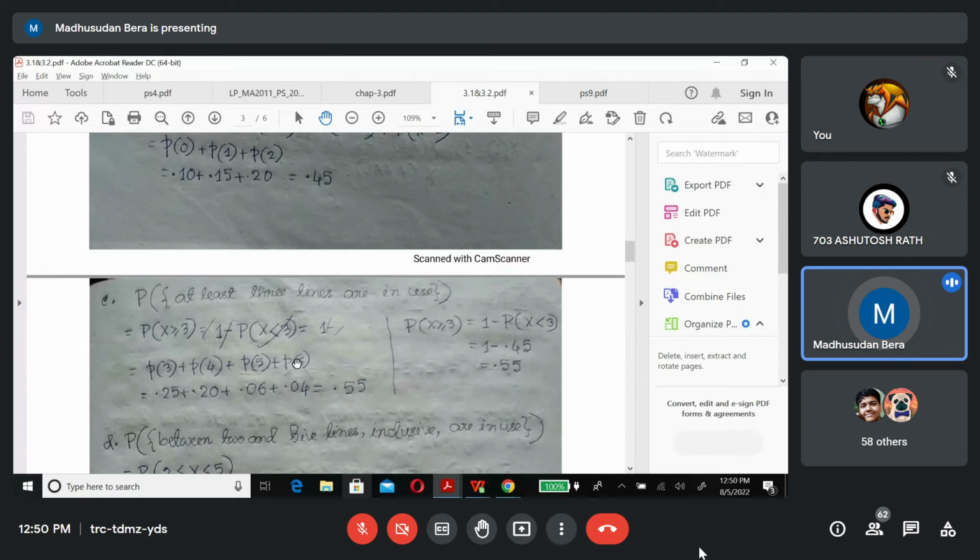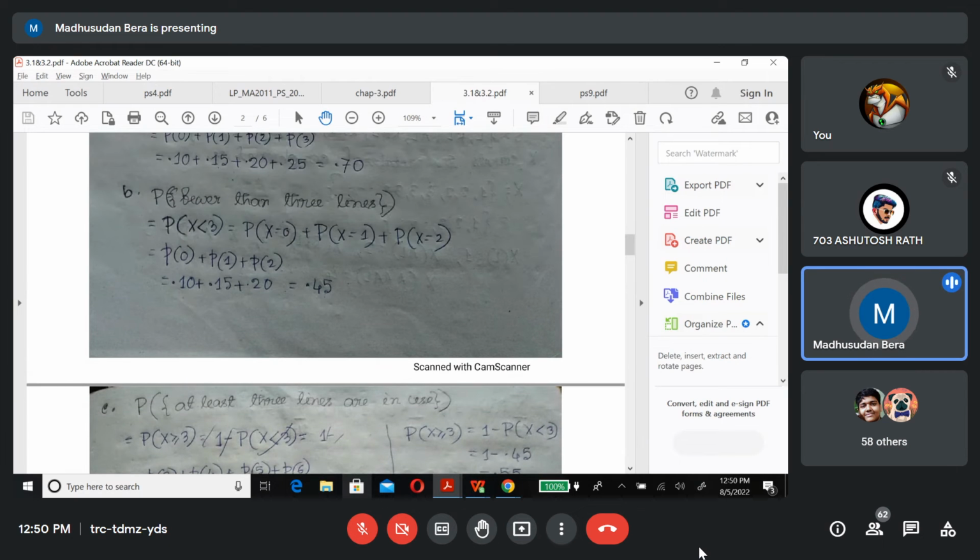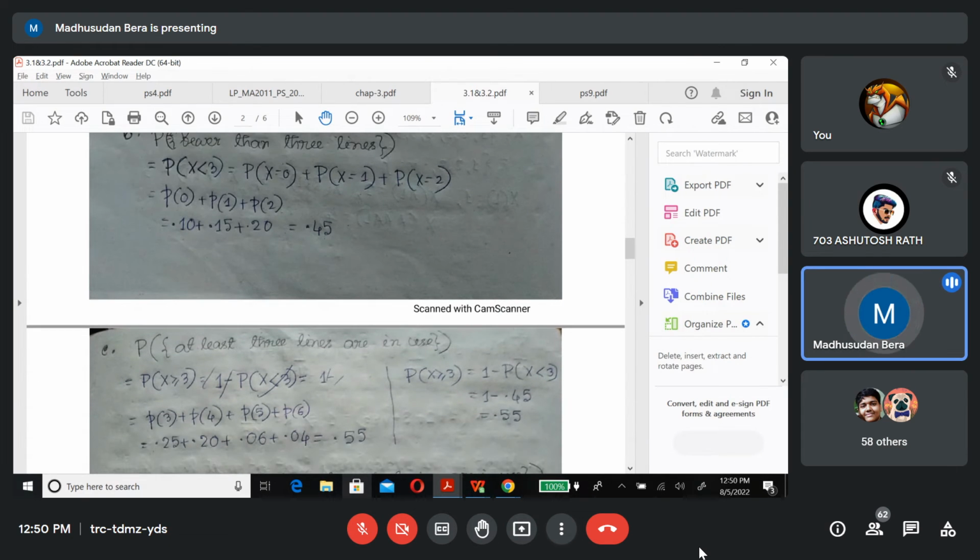P3, P4, P5, P6. Values are put, that way calculated 0.55. And here the same thing is done by the complementation rule. Probability of x greater than or equal to 3, the complement event is x less than 3. So 1 minus probability of x less than 3. Already it is calculated, x less than 3 is 0.45. So 1 minus 0.45 is 0.55. Both ways you can do.